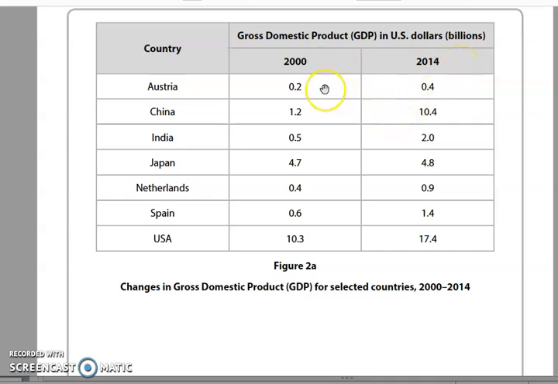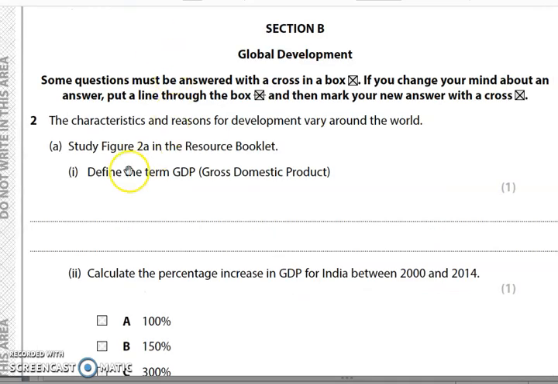So if we look at countries like Austria, it's increased, so we can see that the majority of these have all increased, some of them by a large amount, either by percentages or by a total amount. So the USA has gone up by 7.4, whereas some have only gone up much smaller, like Japan, which has only gone up by 0.1. So let's have a look at the questions.